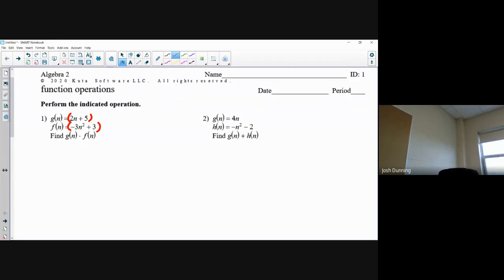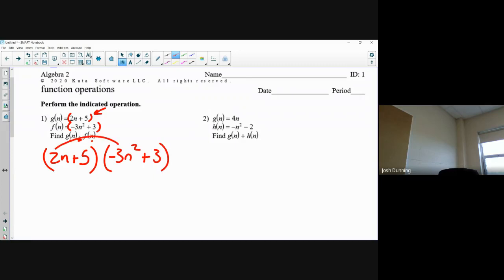Now it says find g of n times f of n. So you just multiply those. That dot means multiply, g times f. Well, we just said that's g. You've got to use parentheses because it's a binomial. There's f of that. Just do the distribution.